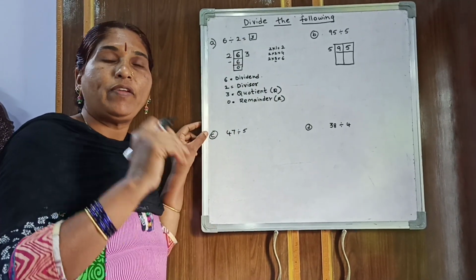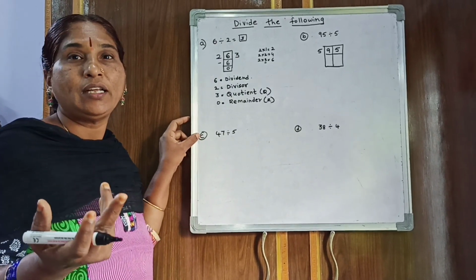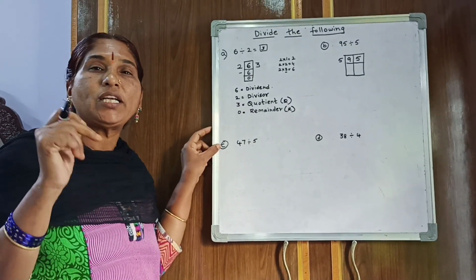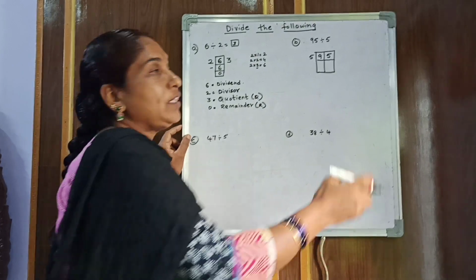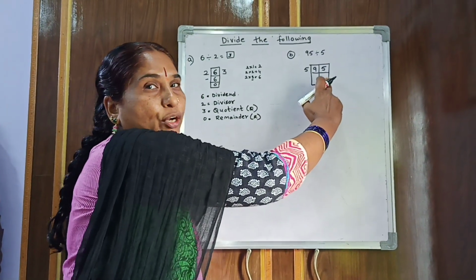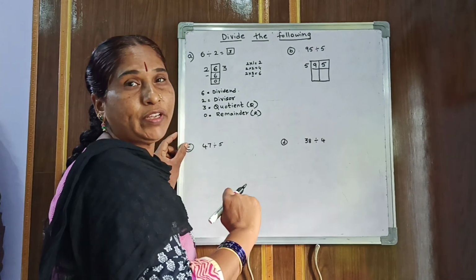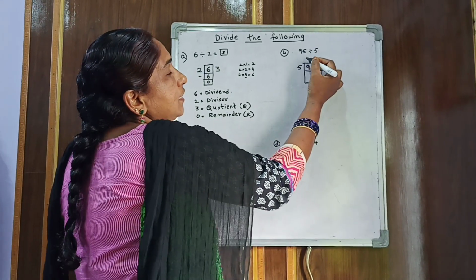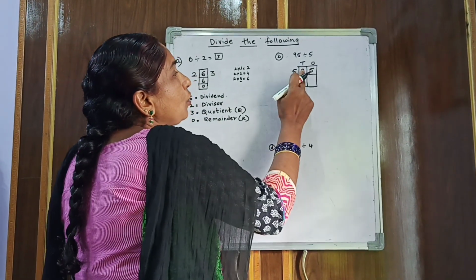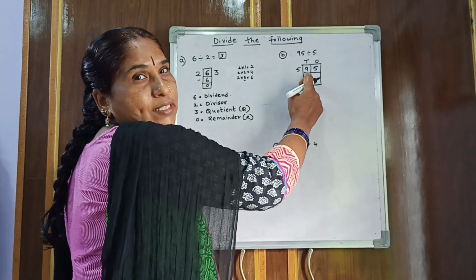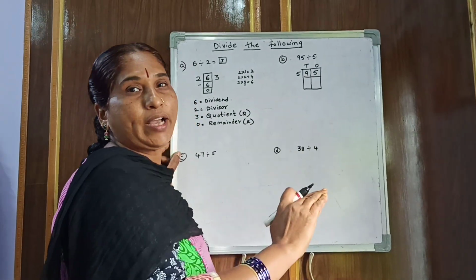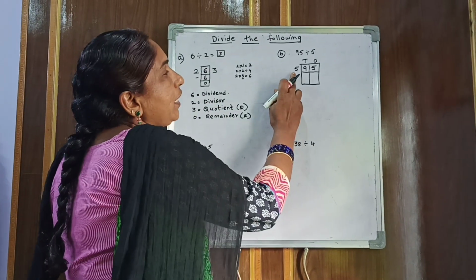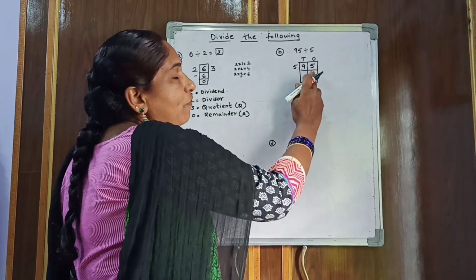The difference between addition, subtraction and multiplication and this division is that in addition, subtraction and multiplication, you are doing with the ones place. But coming to division, if it is 2 digits, ones and tens place, you have to start dividing with the tens place. If it is 3 digits, you have to start with the hundreds place. Is it clear, children? Just remember this point. It is very important. You don't divide from the ones place.